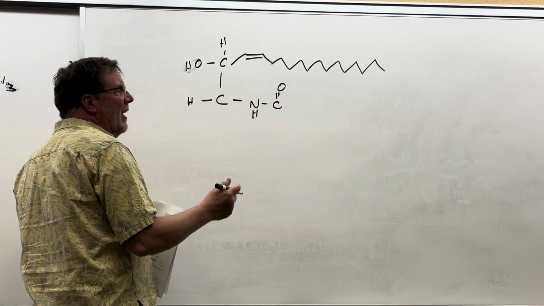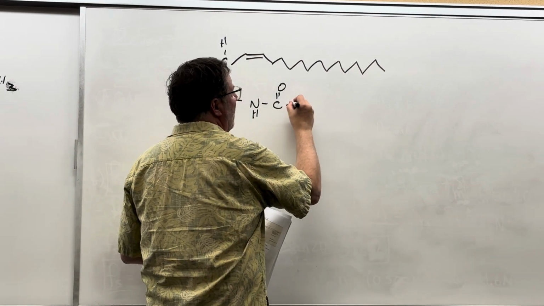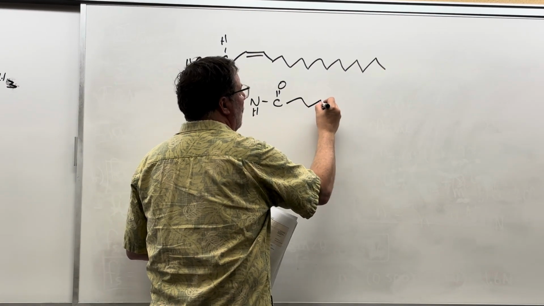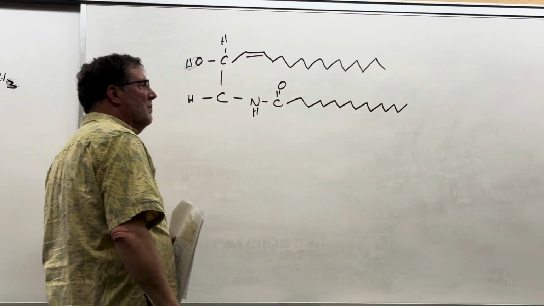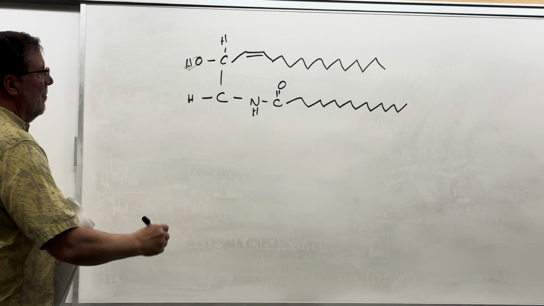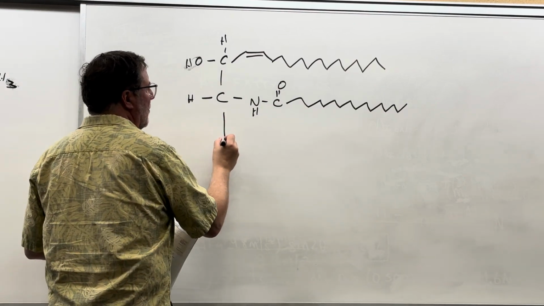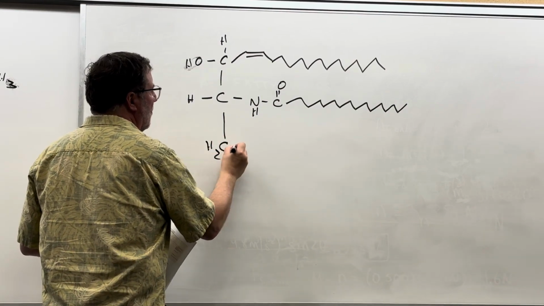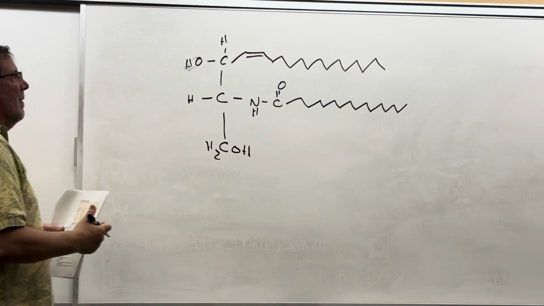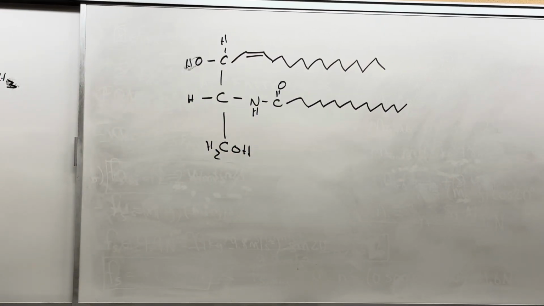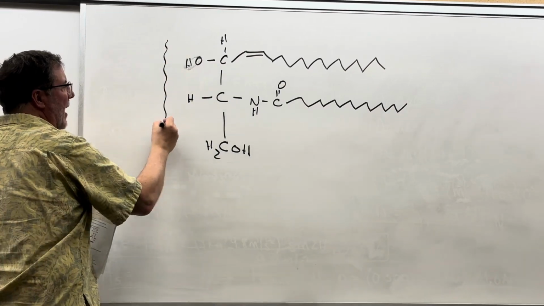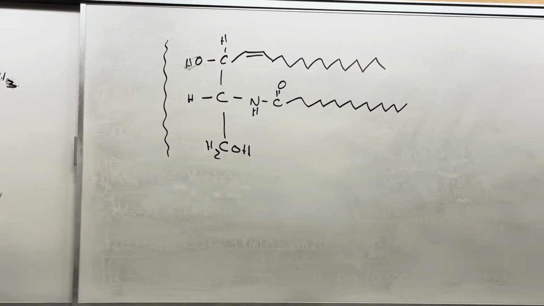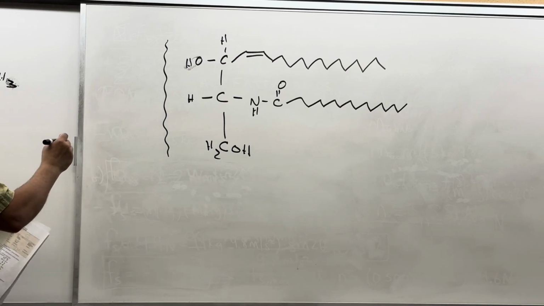and we're going to put a fatty acid here. We'll just do a palmitic acid. 2, 4, 6, 8, 10, 12, 14, 16. And so this molecule that has the sphingosine plus a fatty acid, it equals ceramide.